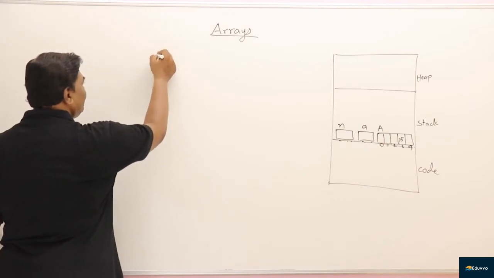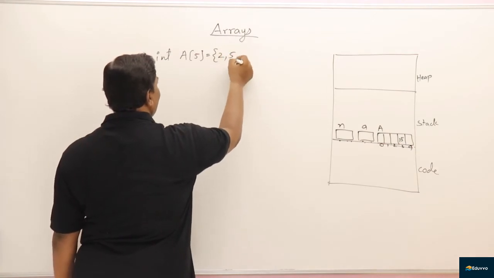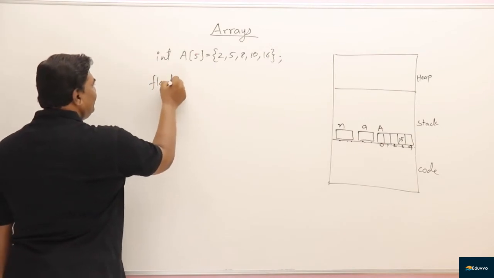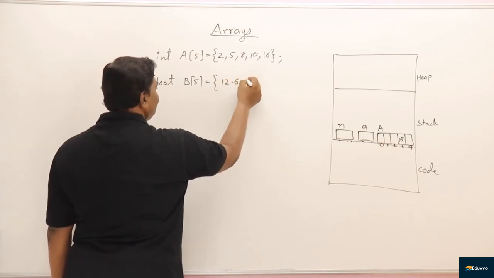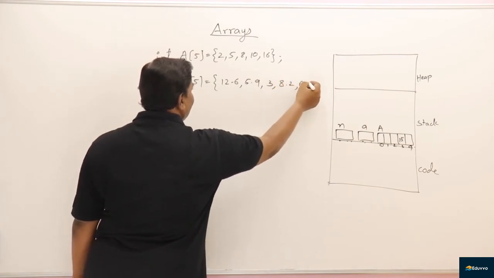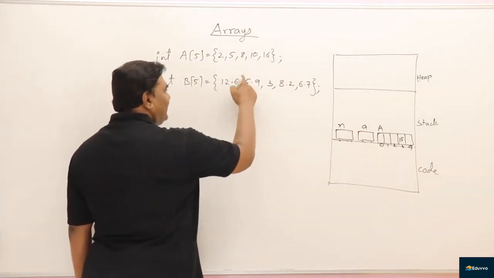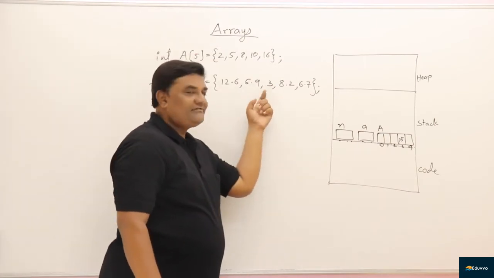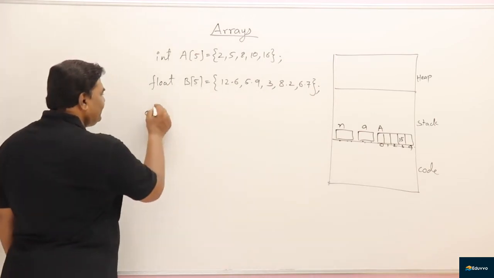So if I have an integer type array A of size 5, I can initialize it with these elements 2, 5, 8, 10 and 16. This is the integer type array. I can take a float type of array B of size 5, then I can initialize float numbers 12.6, 5.9, 3, 8.2, 6.7. So I have taken some float numbers. Though for the numbers I have not given f here, so by default the compiler will convert them into float type, and even I have given an integer value that will also get converted to float type because the array is of type float.